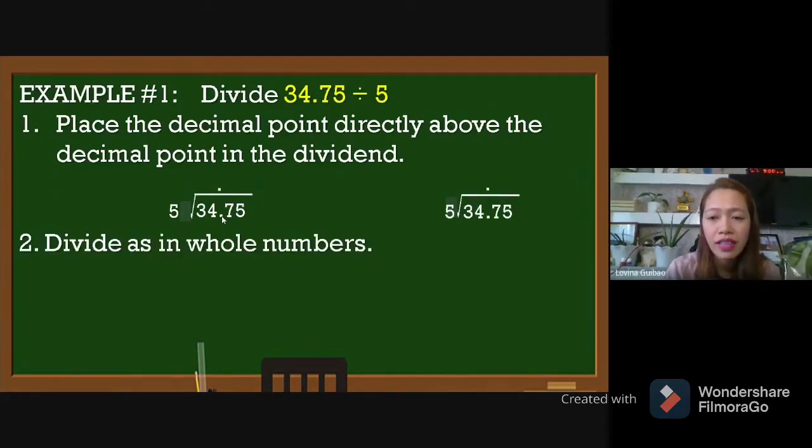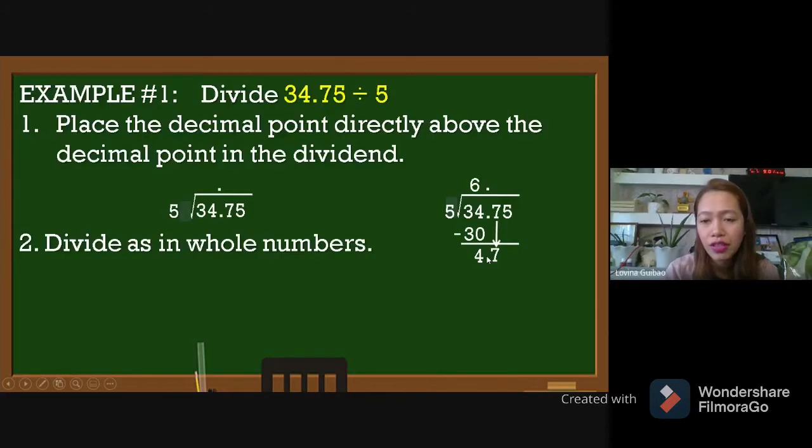So parang mag-divide ka lang na tulad ng whole number. So, let's see. 34 divided by 5. Since first digit cannot divide 5, we use the other digit. So 34 divided by 5 is 6. 6 times 5 is 30. The next step is we subtract this. 34 minus 30, 4 minus 0 is 4. 3 minus 3 is 0. So we have 4, bring down 7.